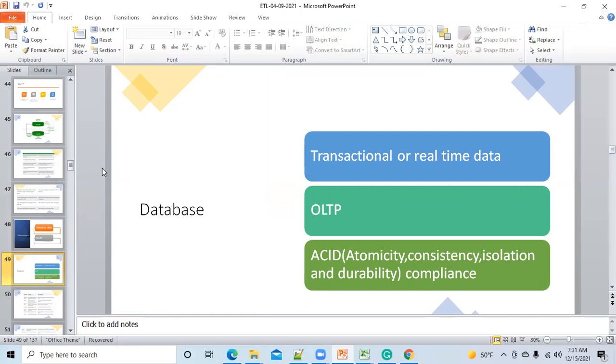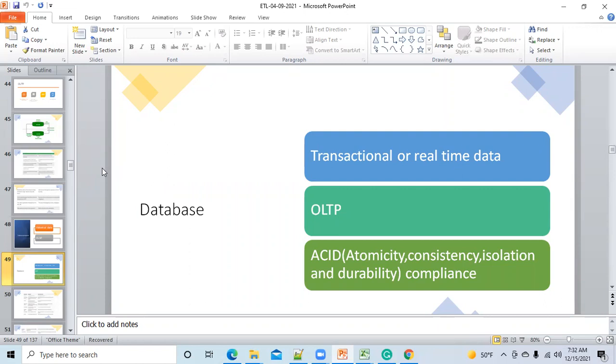Now tell me, YouTube wants to understand how many videos posted on the platform were related to political views. Will they take an OLTP system or an OLAP system? OLAP system. Very good.